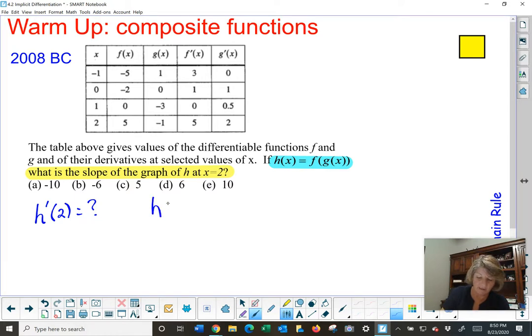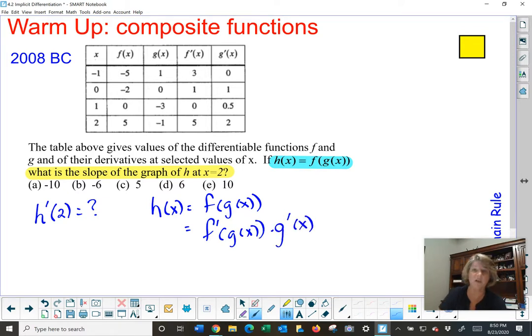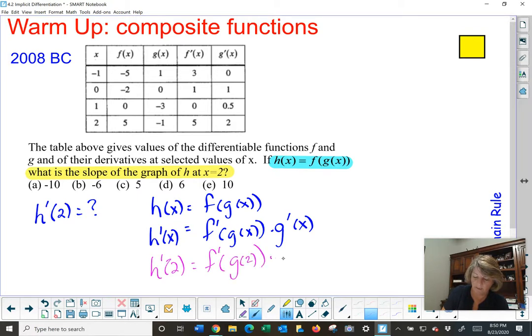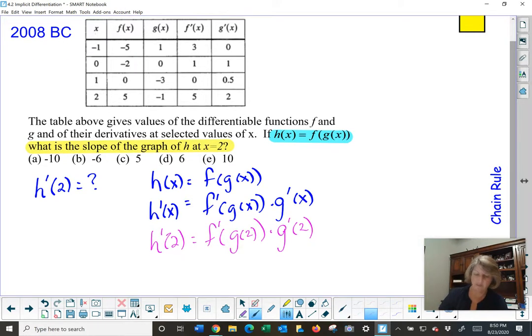Now, h of x is defined as f of g of x, which makes this f prime of g of x times g prime of x. We know that is our chain rule. We want to evaluate this at 2, so let's change colors. h prime of 2 is equal to f prime of g of 2 times g prime of 2. And now I can use my table to help find these numbers.